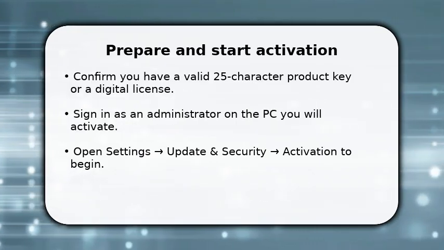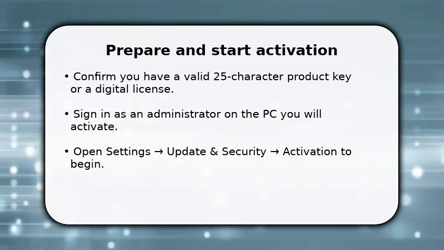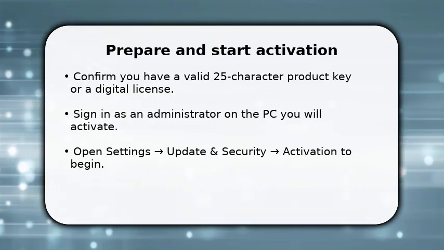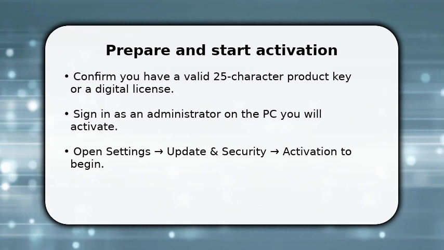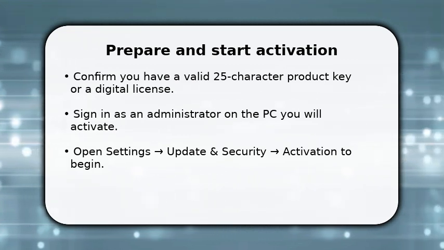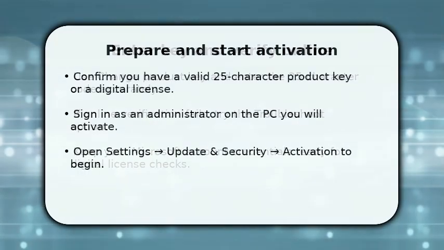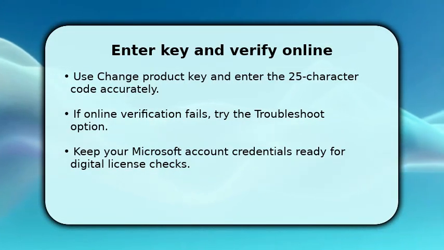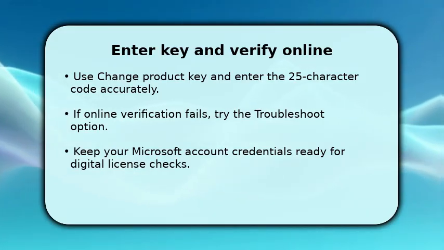If prompted, choose Change Product Key, type carefully, including hyphens. Make sure your internet connection is active, because online verification is the usual path. You now enter the product key and verify. After selecting Change Product Key, type the 25-character code exactly, then click Next to trigger online verification.